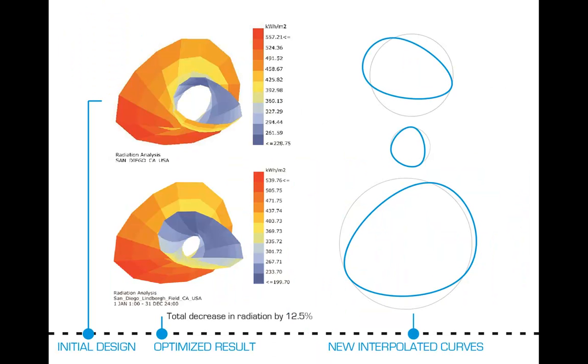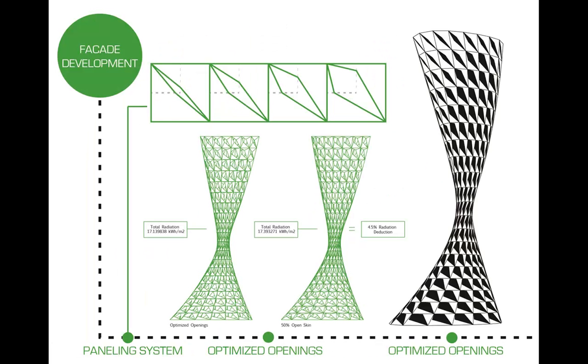So here's an image of the radiation analysis from the original tower on top and the optimized one on the bottom. The total decrease in radiation at this point was 12.5%. And these are the new curves that created the loft. As you can see, it's increased in scale quite a bit.